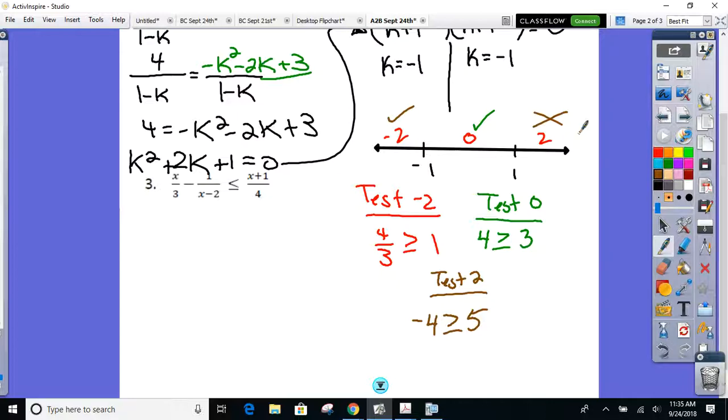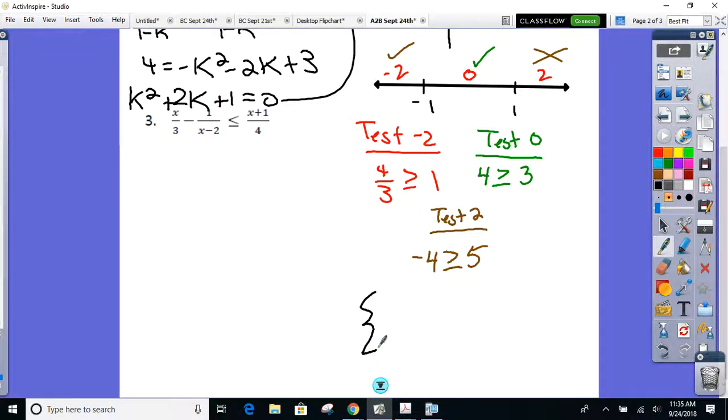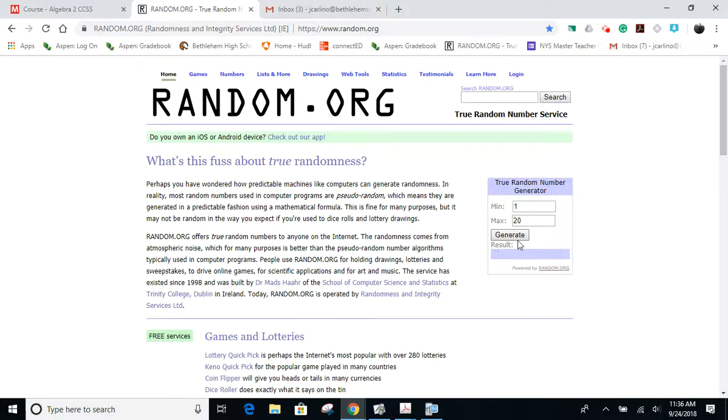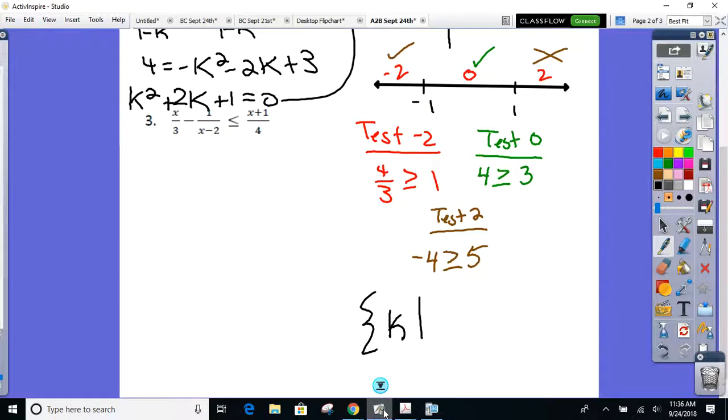Look at where you got your checks and your x. All right, we'll first start with k such that. What are you going to tell me about k? Try to describe it based on your number line. Everything greater than, everything less than, everything in between. Using your number line, what do you got for me? Here we go, 19, what do you have?